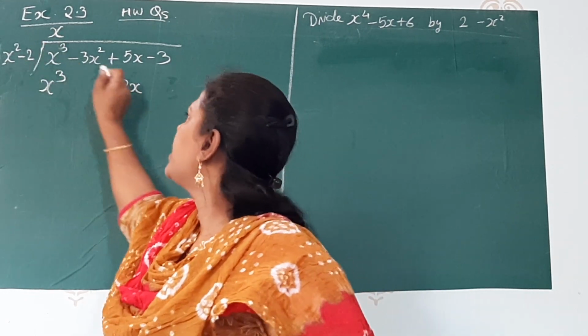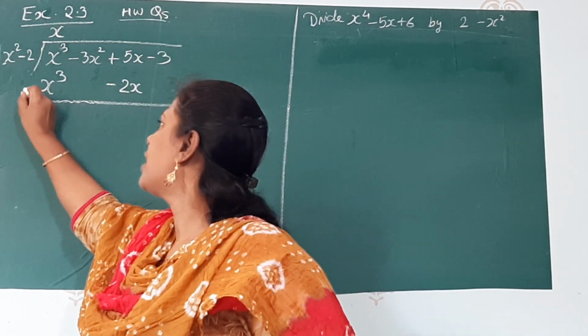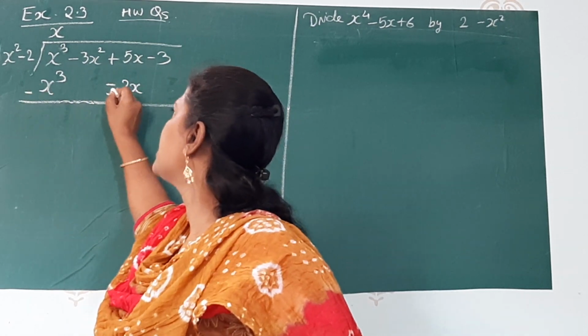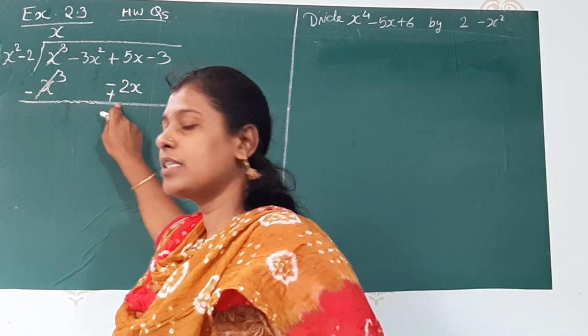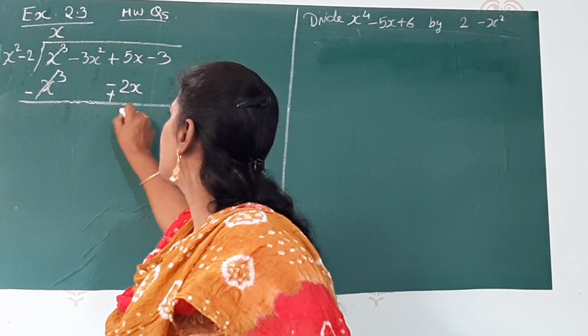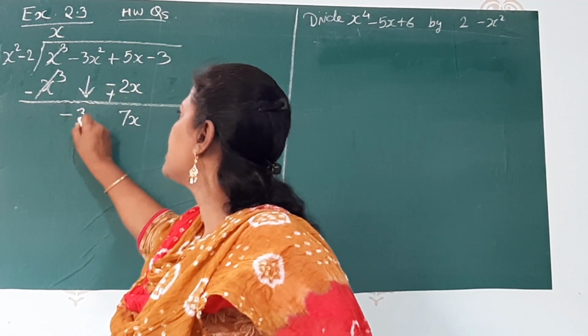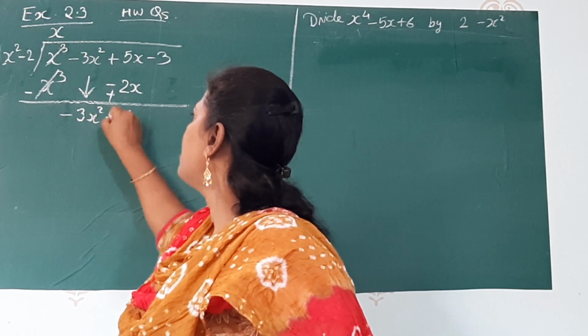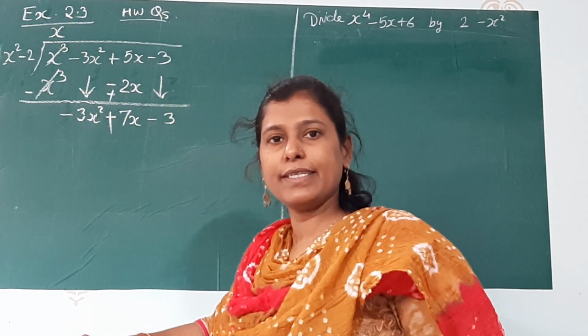And positive plus, minus minus. Now after putting the line, we have to change the sign. This will become minus, this will become plus. So this will be eliminated. Plus plus, we have to add 5 plus 2, 7x. And then we will take as it is down, that is minus 3x square plus 7x minus 3. This also I am taking down together.